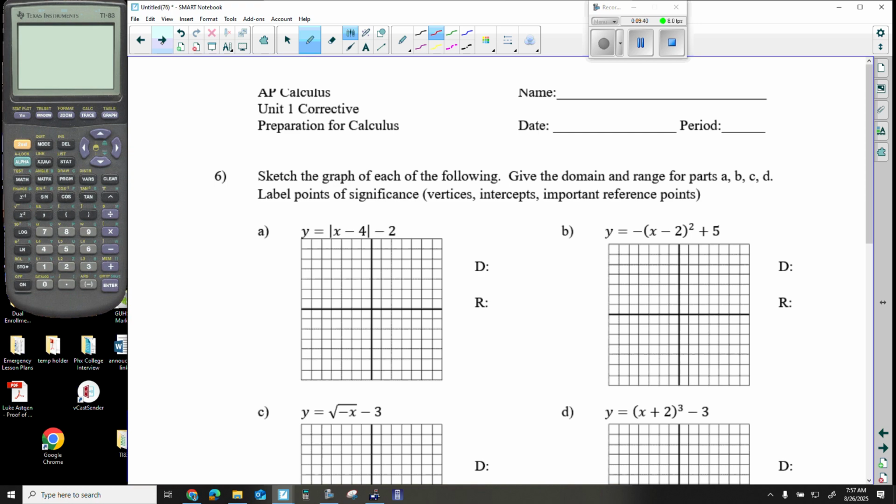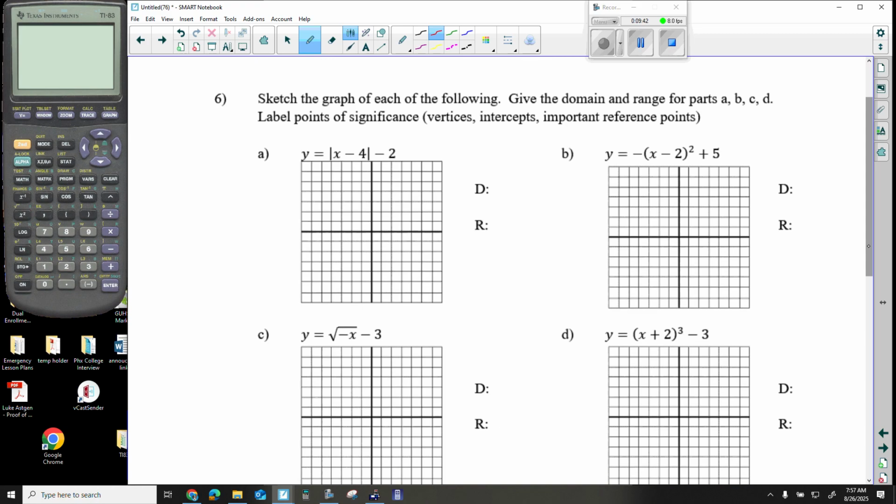All right, graphing stuff. Here I have an absolute value. This is going to be right 4, down 2. So right 4, 1, 2, 3, 4, down 2. Okay, so that is our start point. And then everything else goes in perfect V's, put a bunch of dots. Make sure it goes off the graph.